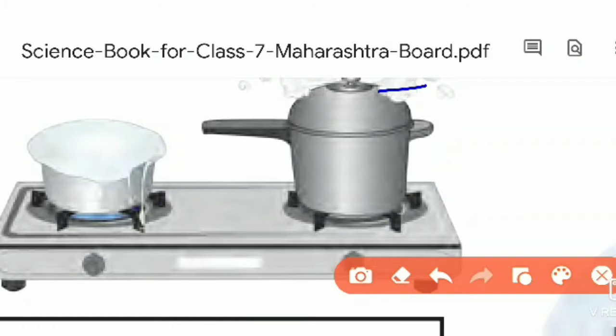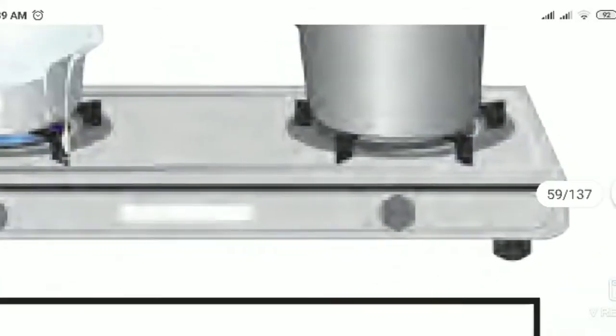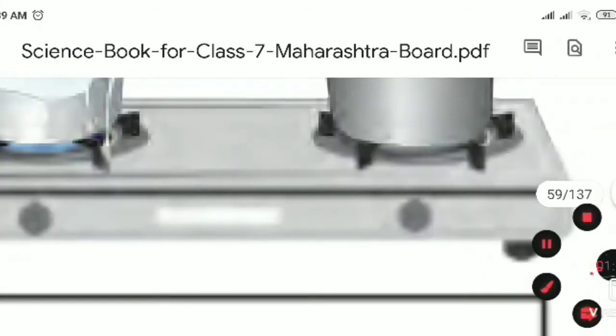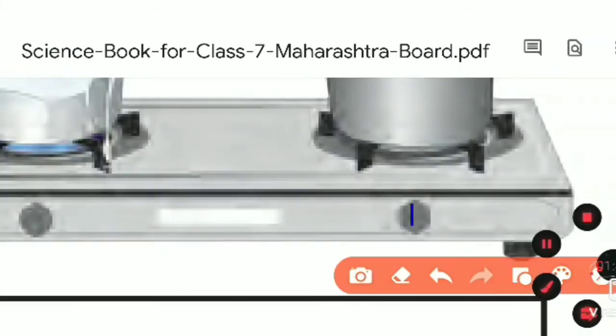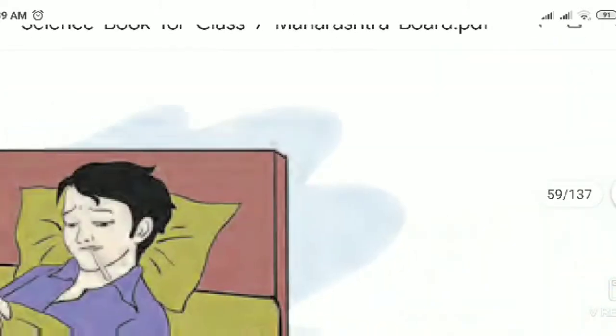And this is because of only one thing, that we are providing heat to it. If you see here, the gas is burning, here also gas is burning. Otherwise, you will see the button's position is horizontal. If you are using this, then because of heat, these things are happening.